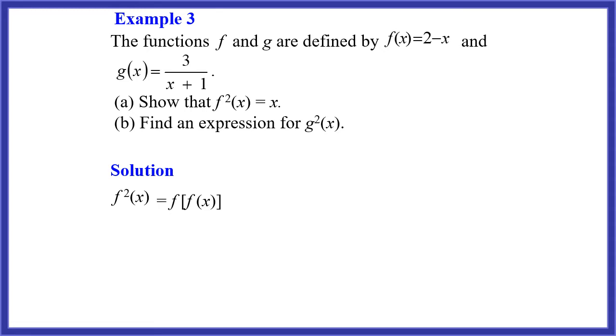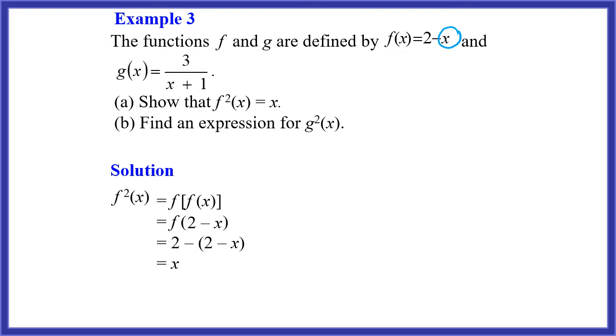So f of f is f of 2 minus x, so we replace the x with 2 minus x. So 2 minus of 2 minus x. So what do we have? We have 2 minus 2 plus x. So the answer is equal to x.